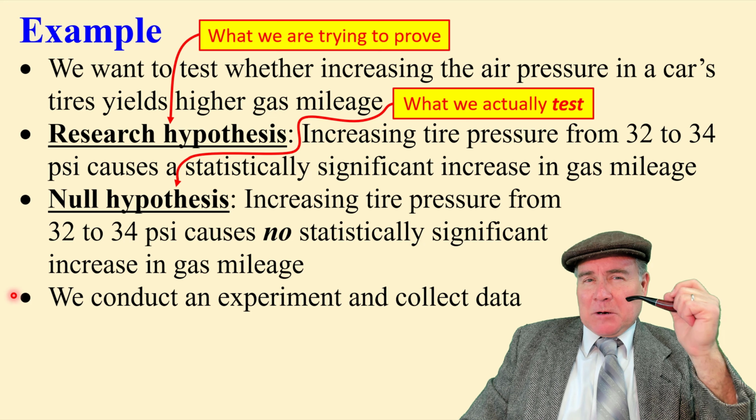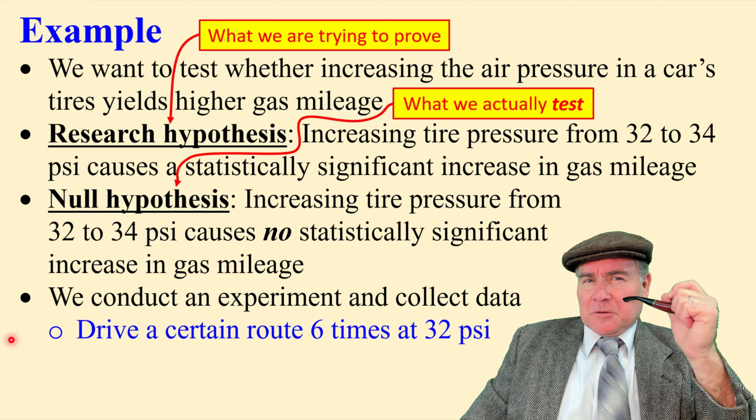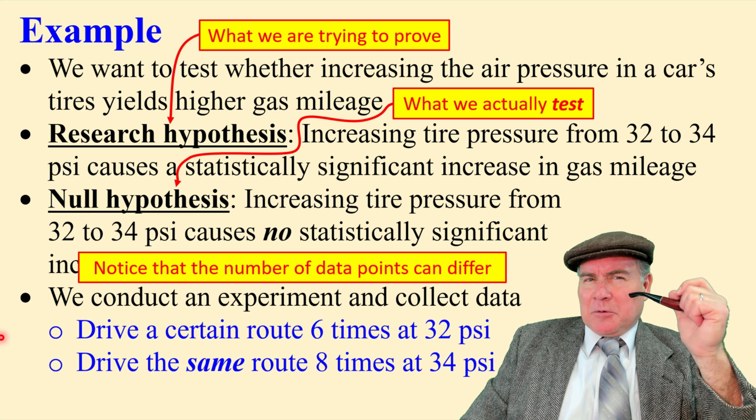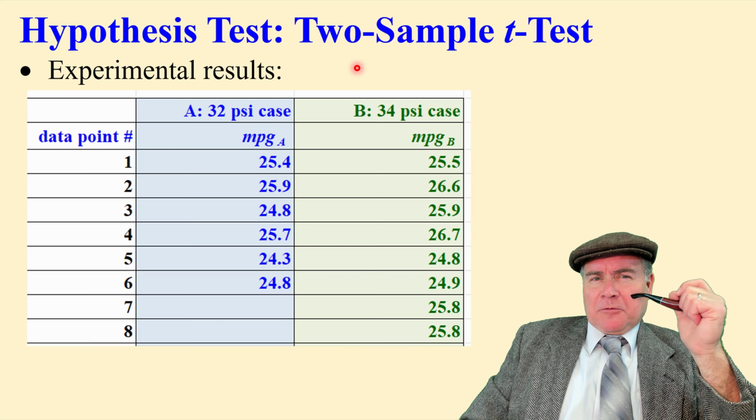Now we conduct an experiment and take data. First we drive a certain route 6 times at 32 psi. Then we drive the same route 8 times at 34 psi. Notice that the number of data points does not have to be equal. We'll perform a two-sample t-test for the hypothesis test. First, here are our results. MPG for the 32 psi case and MPG for the 34 psi case.